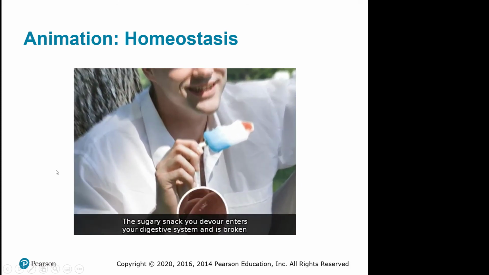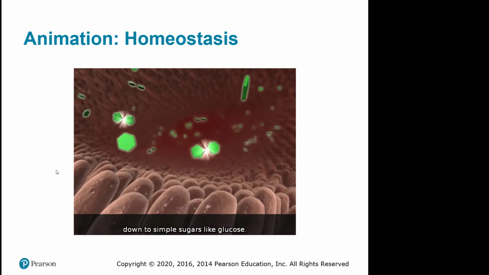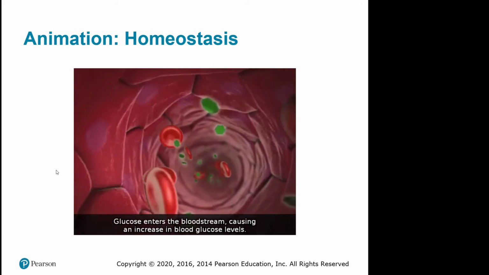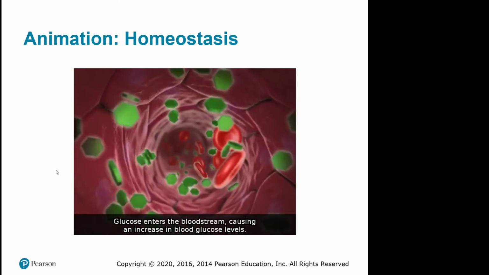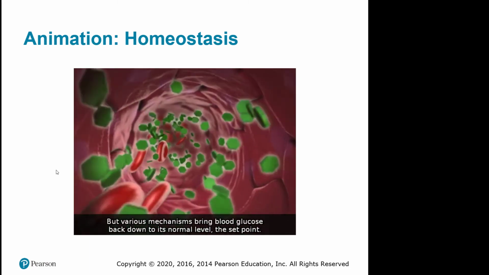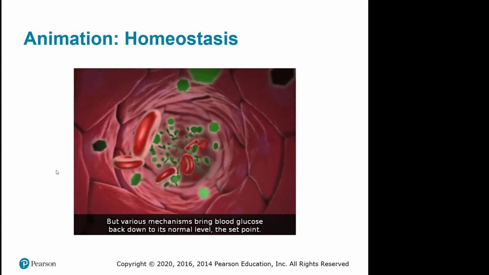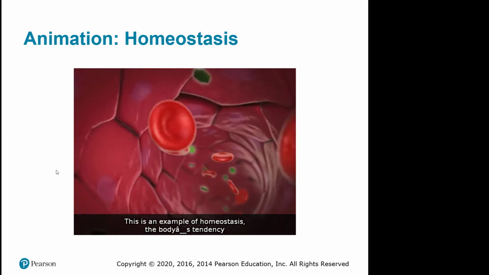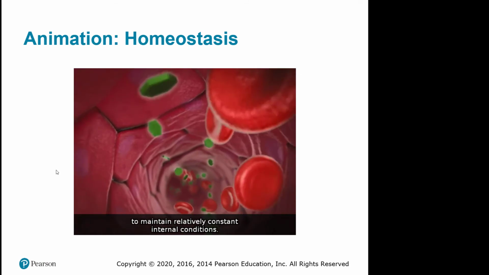The sugary snack you devour enters your digestive system and is broken down to simple sugars like glucose. Glucose enters the bloodstream, causing an increase in blood glucose levels. But various mechanisms bring blood glucose back down to its normal level, the set point. This is an example of homeostasis, the body's tendency to maintain relatively constant internal conditions.